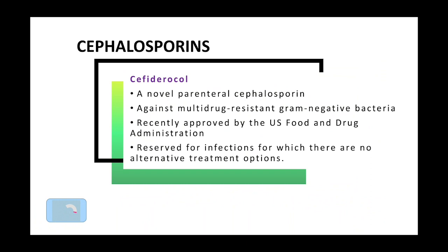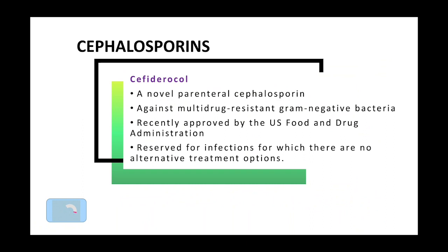Cefiderocol is a novel cephalosporin that has activity against multi-drug resistant gram-negative bacteria, including extended-spectrum beta-lactamase or carbapenemase-producing organisms, and multi-drug resistant Pseudomonas aeruginosa, Stenotrophomonas maltophilia and Burkholderia cepacia. In addition to enhanced stability against beta-lactamase, it has a novel mechanism for transport across the outer membrane that can overcome the effect of membrane permeability mutations as seen in Pseudomonas aeruginosa.